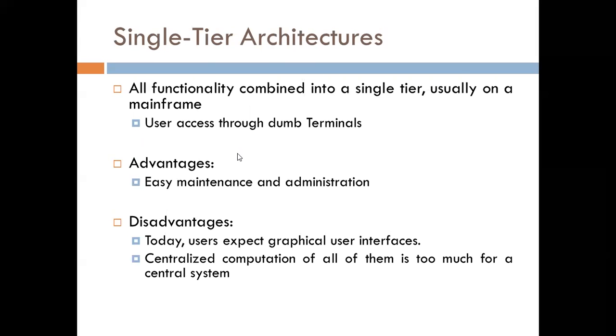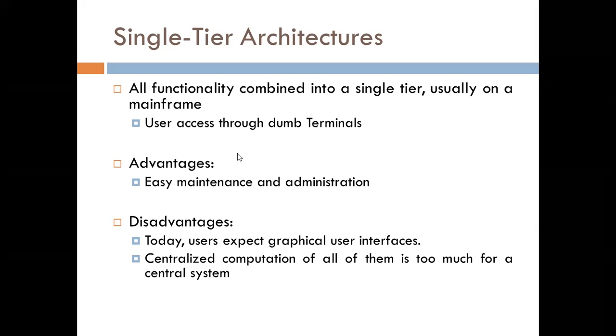So the first category is the single tier architecture. In single tier architecture, all three functionalities are combined in a single tier, and usually it is used on mainframe systems. The user can access only through dumb terminals, connect to the system and use it. So that is the mainframe applications. Those terminals are called dumb terminals because they cannot do any processing on their own. All the processing happens on the mainframe machines.